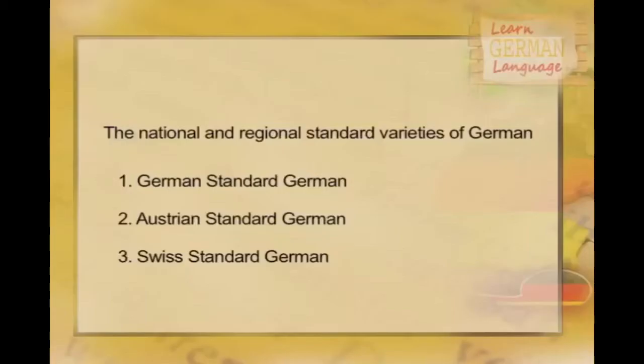Let us look at certain varieties of Standard German. The national and regional standard varieties of German are basically three. There is a Standard German which is used in Germany, there is a Standard German which is used in Austria, and also there is a Standard German which is used in Switzerland. So, as I told you, German is a pluricentric language. That means German as a language is used in its standard form in 3 countries, and also German is spoken and used as a dialect in various countries.